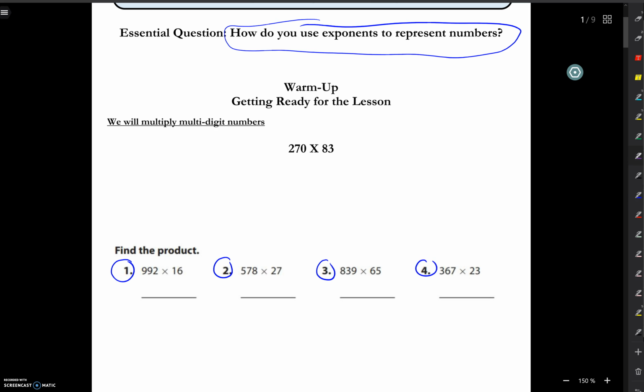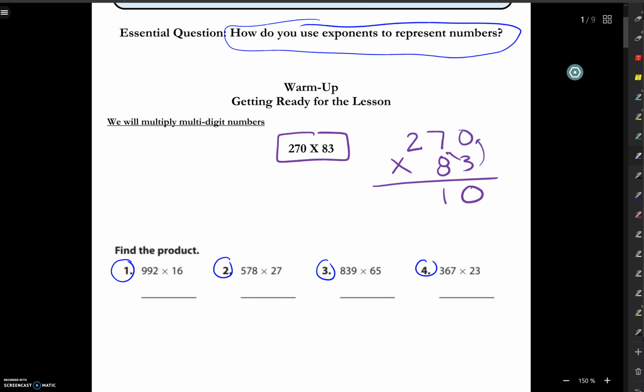And so I am going to model the first one for you. So it's 270 times 83. And so I'm going to multiply 3 times 0, and 3 times 0 is 0. And then I'm going to multiply 3 times 7, and 3 times 7 is 21. So I'm going to put the 1, carry the 2. And then I'm going to multiply 3 times 2. That's 6 plus 2 is 8.